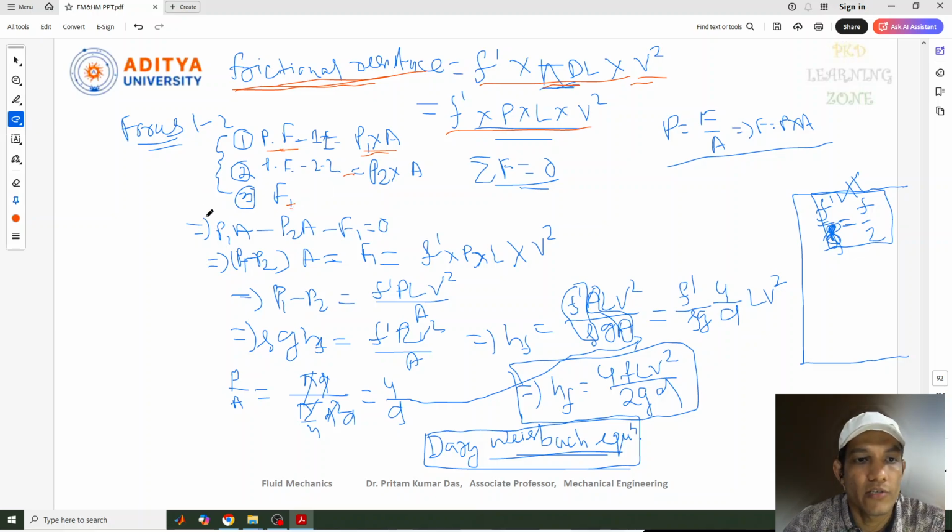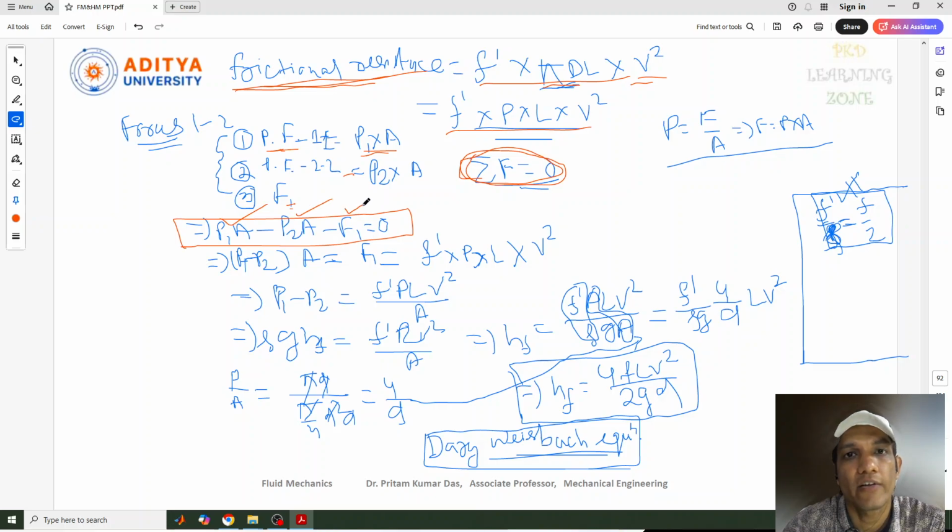Now you just identify, let us resolve the forces in the horizontal direction, or in the fluid flow direction. This is positive because of the forward direction. This is negative due to reverse direction. This is also negative due to reverse direction. And just you solve the equation. Finally, you will get hf equal to 4 f L V square by 2 g d.